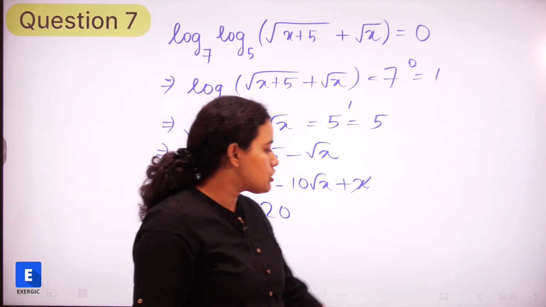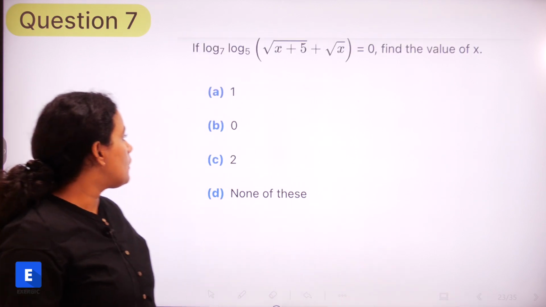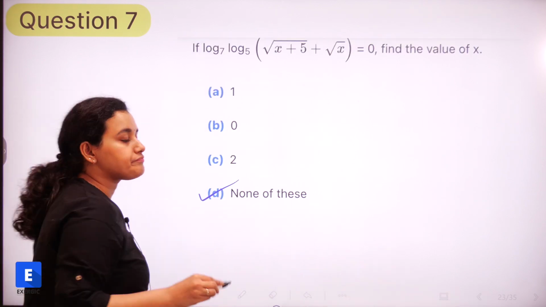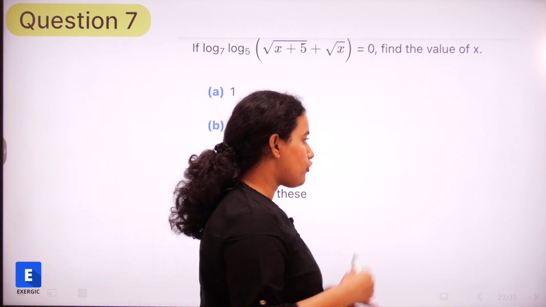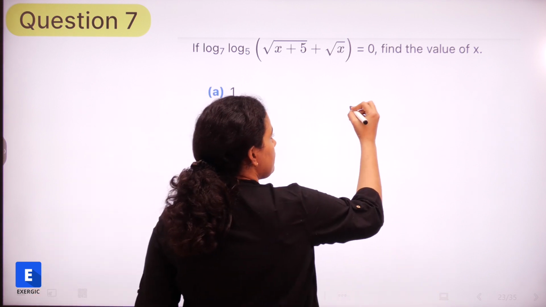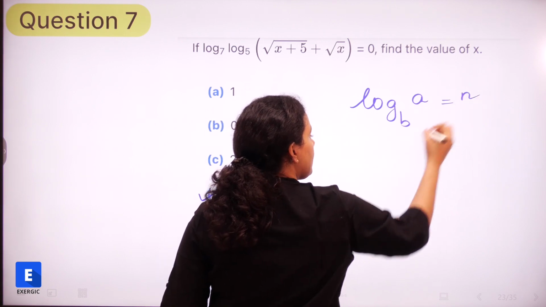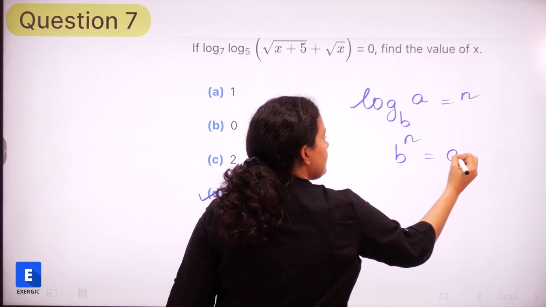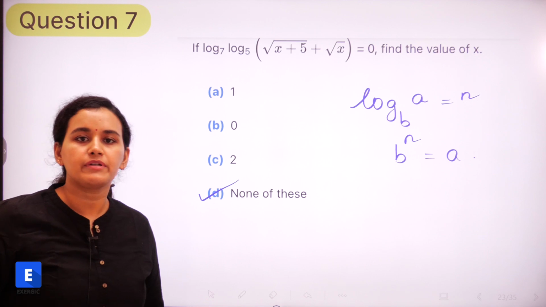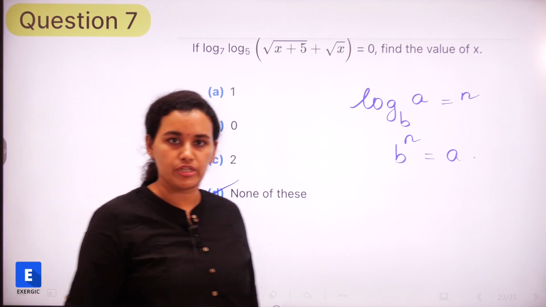That's all there is. So one very simple concept of logarithm revolves around the very simple fundamental of log, that if I am writing log of a to the base b is equal to n, so b raised to the power n is equal to a. So on the basis of this principle we can solve this question, right?